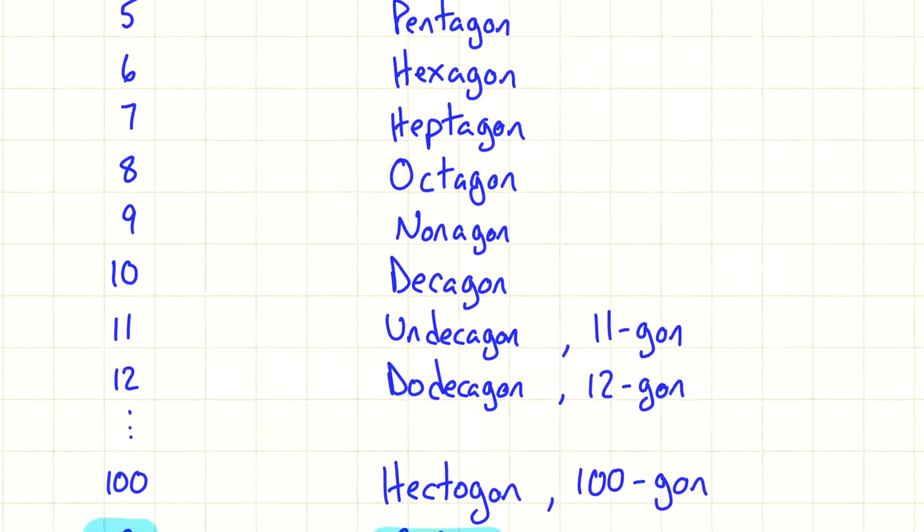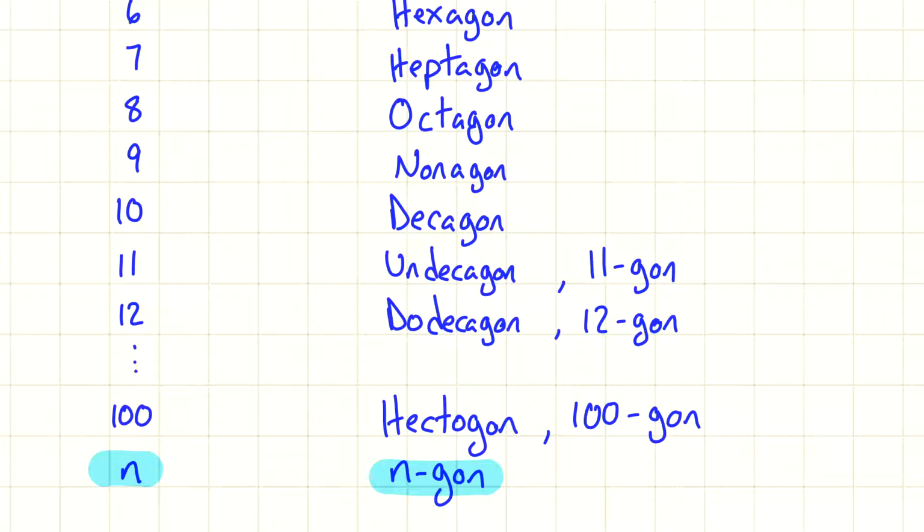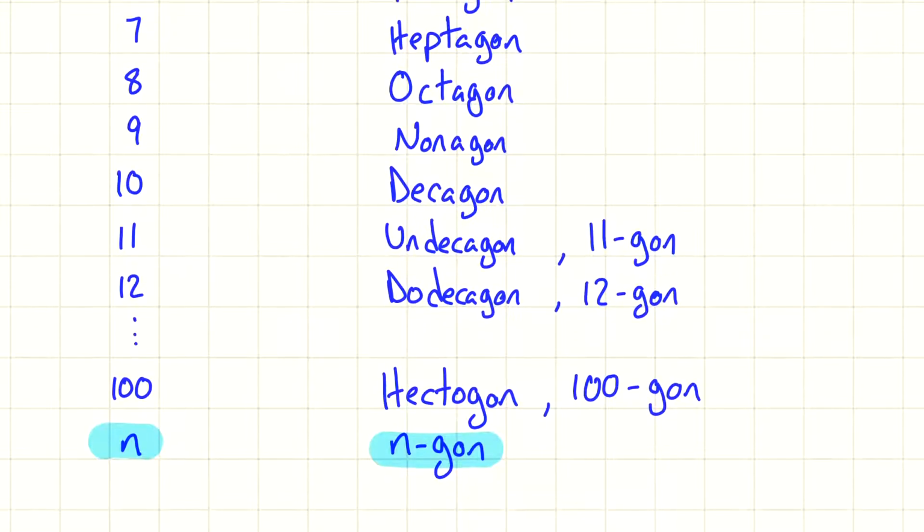So when you come to some n sides, n represents some number of sides. We don't know what that number is. We would call it an n-gon. So n could be any number. In this case, n could be 23. So this would be a 23gon.